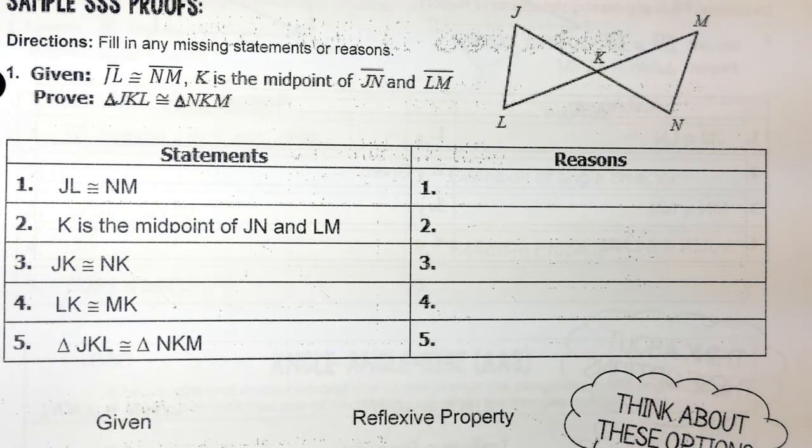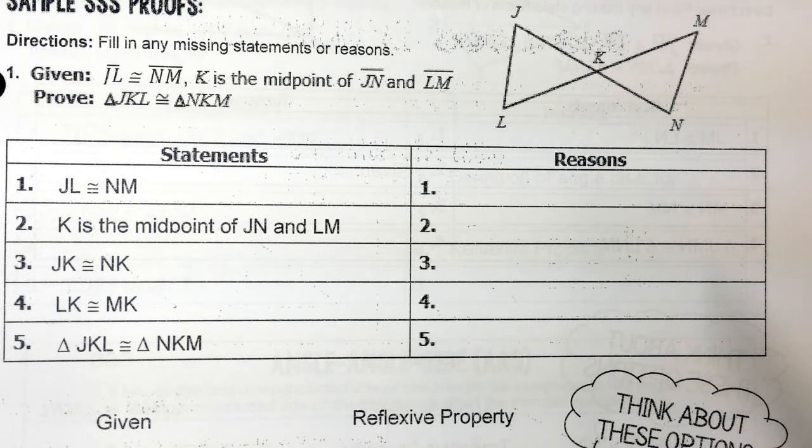So reading the given information, it says segment JL is congruent to segment NM. And it says K is the midpoint of JN and LM. Then it says prove triangle JKL is congruent to triangle NKM. If that's the case, they want me to prove that. So I'm going to start by, and on this proof, all my reasons are missing. We kind of go to the extreme with y'all just so y'all are prepared when y'all get asked to solve for proofs.